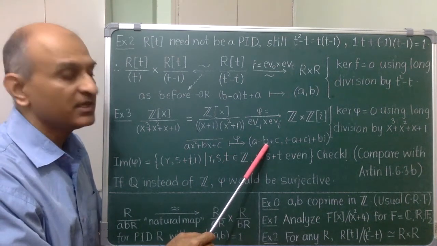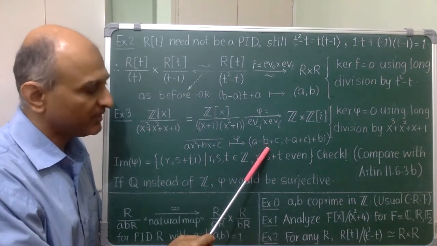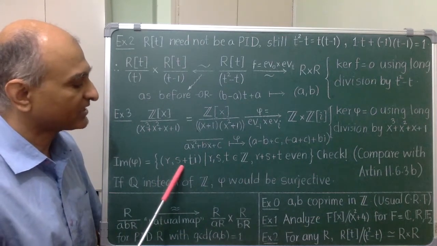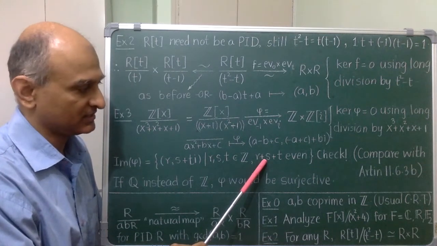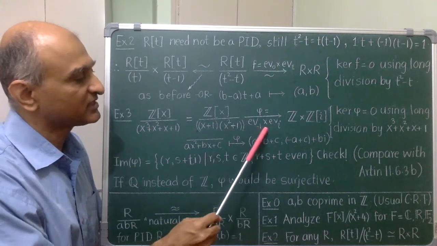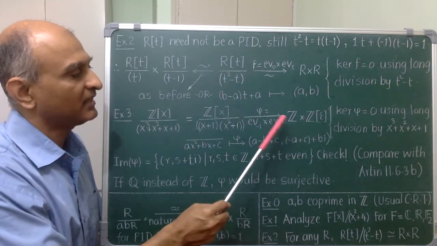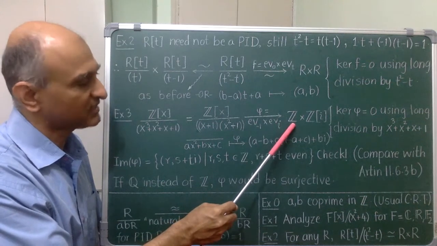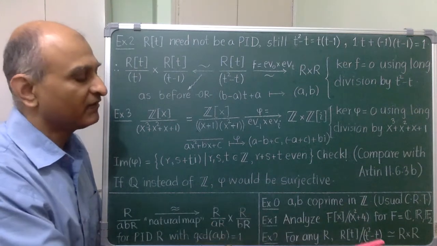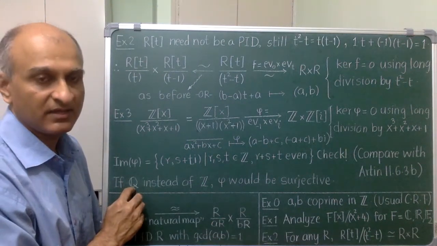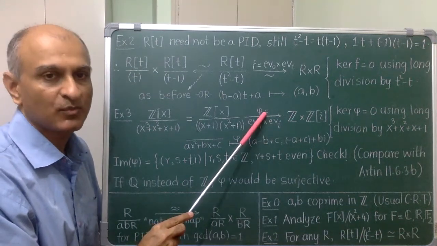Using this formula, check that phi is injective, but it is not surjective. The image of phi is given by all expressions where r + s + t is even. You should check this. So, the image of this map is a subring of this product, and this phi is an isomorphism onto this subring. Artin has given another example like this. If I had taken Q instead of Z everywhere, then half would be available to me, and this map phi would have been an isomorphism.